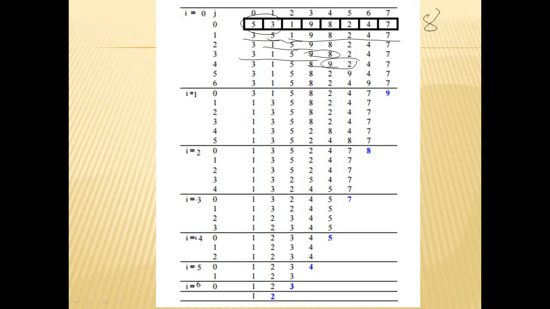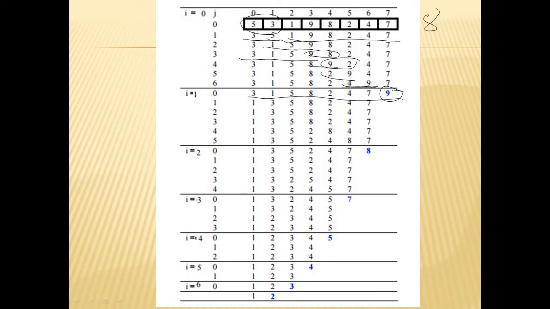9 is greater than 2, yes, swapping should occur. So swapped. Next 9 4 will compare, 9 is greater than 4, yes, then swapping. So 4 9. Next 9 7 will compare. 9 is greater than 7, yes, then swapping. So finally we got this. The highest element will reach the last cell.